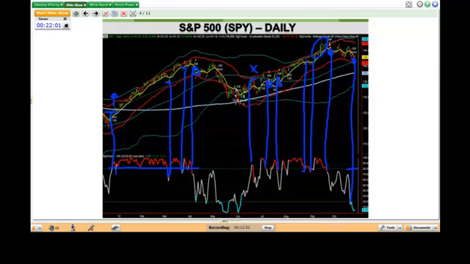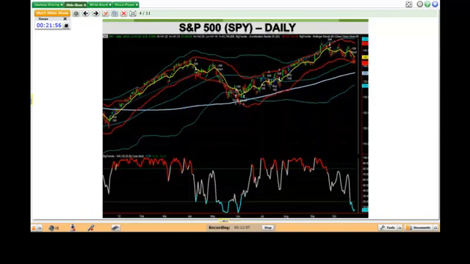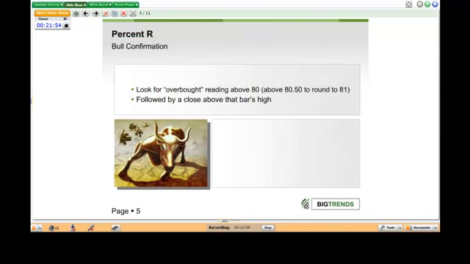So the bottom line here is that we're really focused on, okay, how do we take advantage of these type of opportunities, the big trends way? Well, one of the first rules that I call bull confirmation. Looking for it to go, quote unquote, overbought above the 80th percentile, followed by then what happens after that bar's high. If it closes above that key high in a future bar, that's the action point for this bullish signal. So from this perspective, we're going to really look for these type of opportunities and give us the best of the best bull trends.